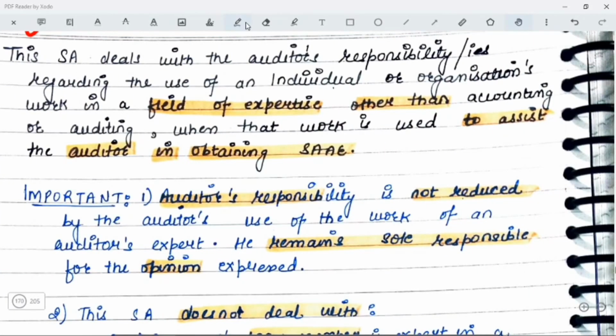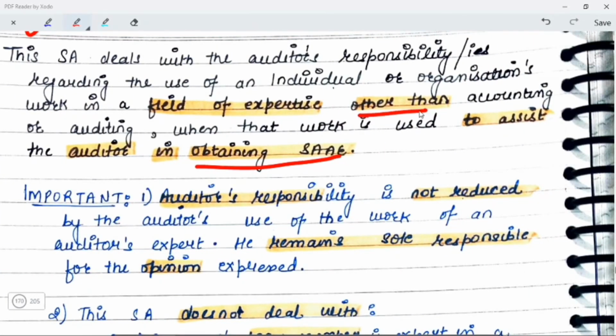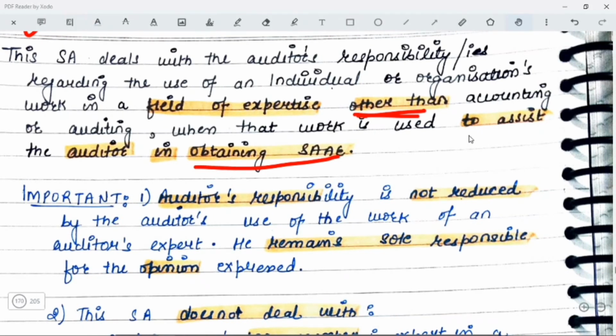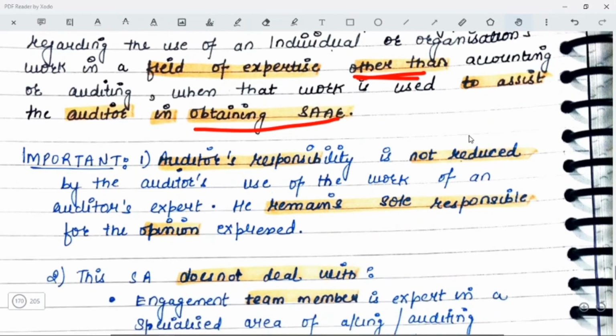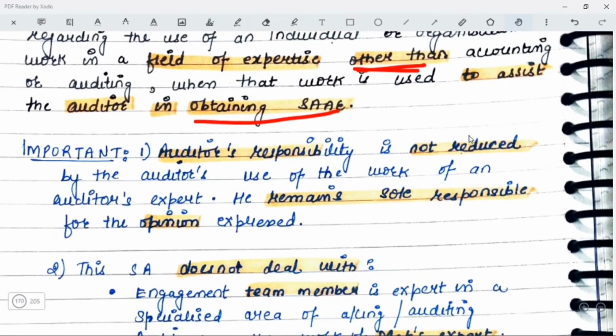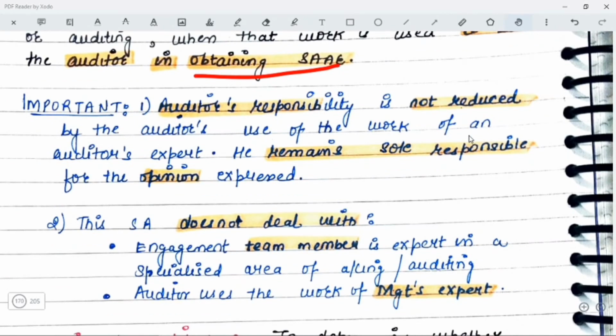Because you are using the work of another expert, just to get an idea over those areas, or to obtain sufficient and appropriate audit evidence of those areas in which you are not efficient or proficient. Because you have knowledge about accounting and auditing but you don't have knowledge about something else. For example, some engineering related work or some actuarial work, you don't have so much knowledge to come to some conclusion, or you cannot obtain sufficient appropriate audit evidence on your own. So in that case you might need some help.